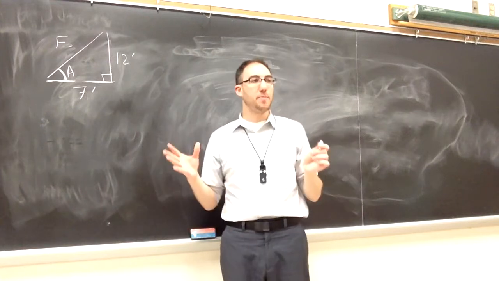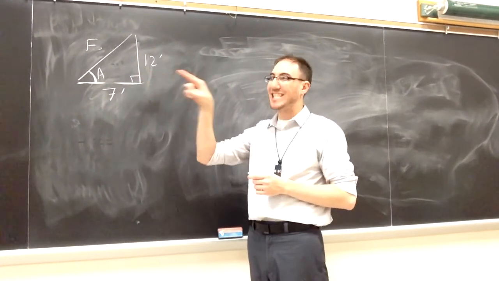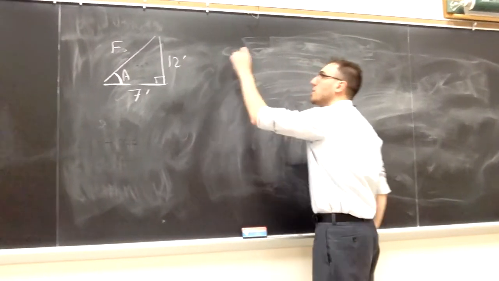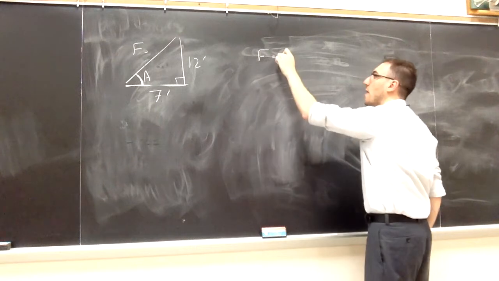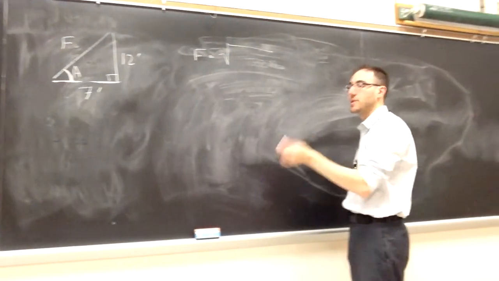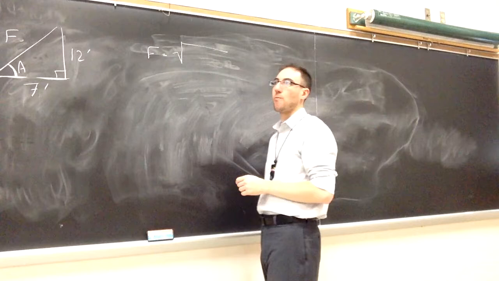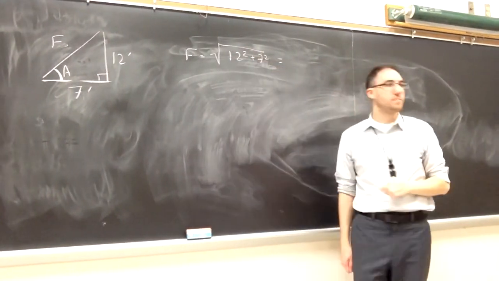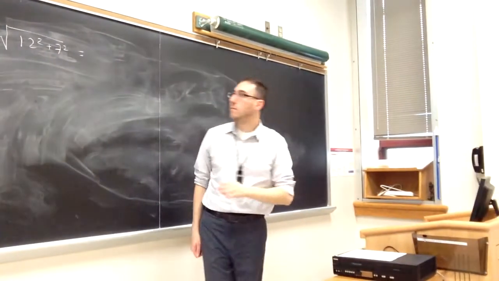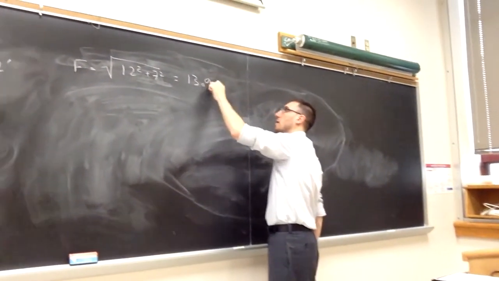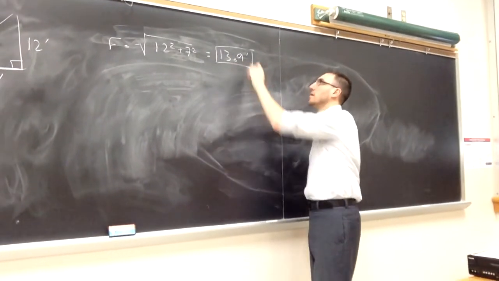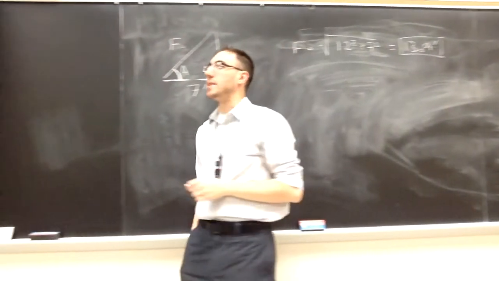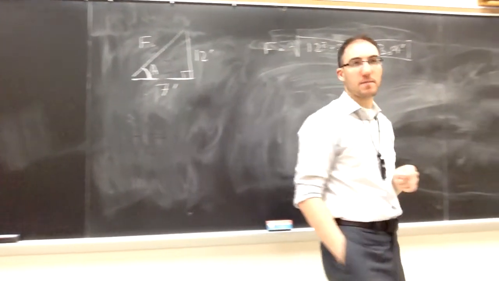Right, so we start with the Pythagorean theorem. Specifically when we're using a right triangle, C is always the hypotenuse. So what we don't know here is F. Right, it's going to be the square root of the sum of the squares of the legs. So just taking the square root of both sides. So 12 squared plus 7 squared. In this case, the value for F we get 13.9 feet, since again the other two legs were measured in feet.